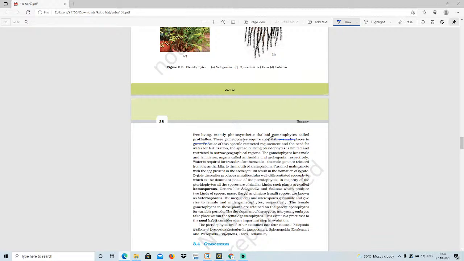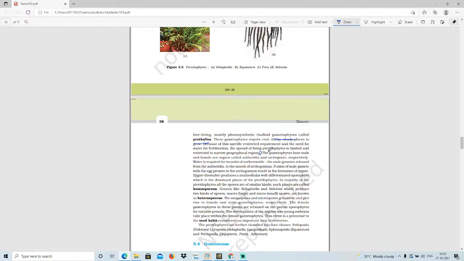These gametophytes again require cool, damp, shady places to grow. Because of this specific restricted requirement and the need for water for fertilization, the spread of living pteridophytes is limited and restricted to narrow geographical regions. Because it can only grow in cool, damp, shady places, it is not spread all over the world.